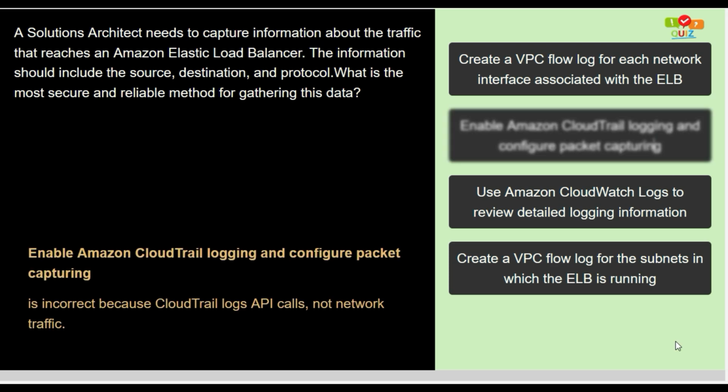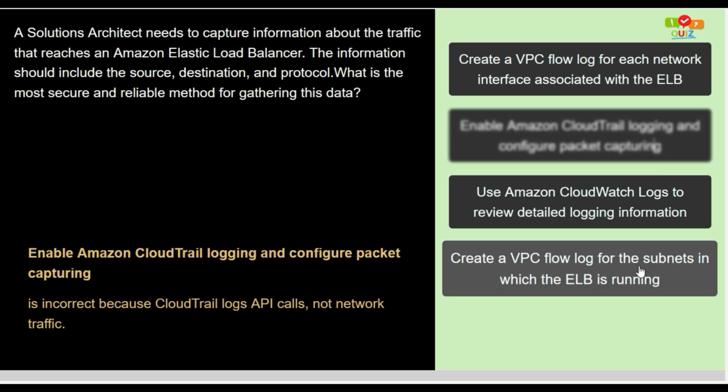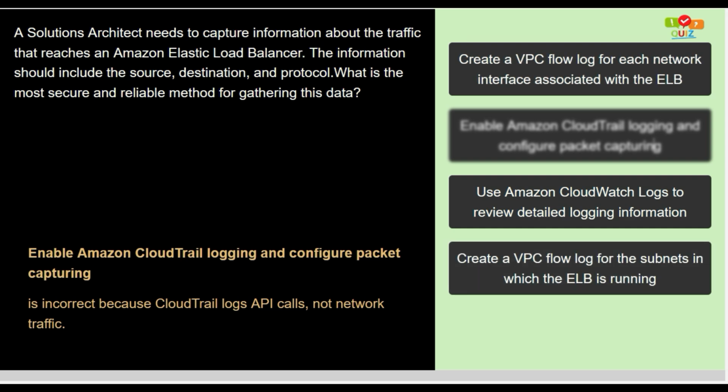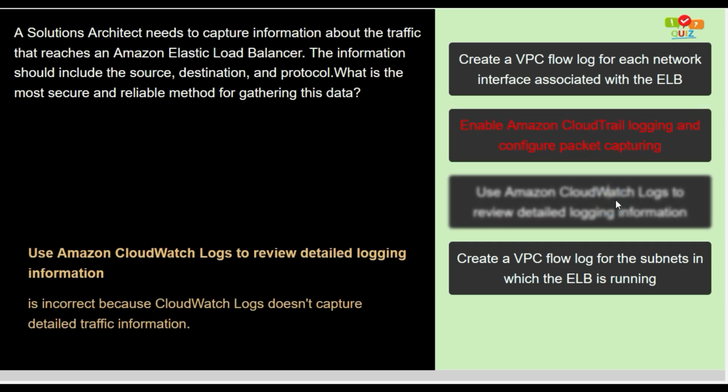Option 2, enable Amazon CloudTrail logging and configure packet capturing. This option is incorrect because CloudTrail logs API calls, not network traffic. So option number 2 is the wrong answer. Option 3, use Amazon CloudWatch logs to review detailed logging information. This option is also incorrect because CloudWatch logs doesn't compare detailed traffic information. So option number 3 is also the wrong answer.